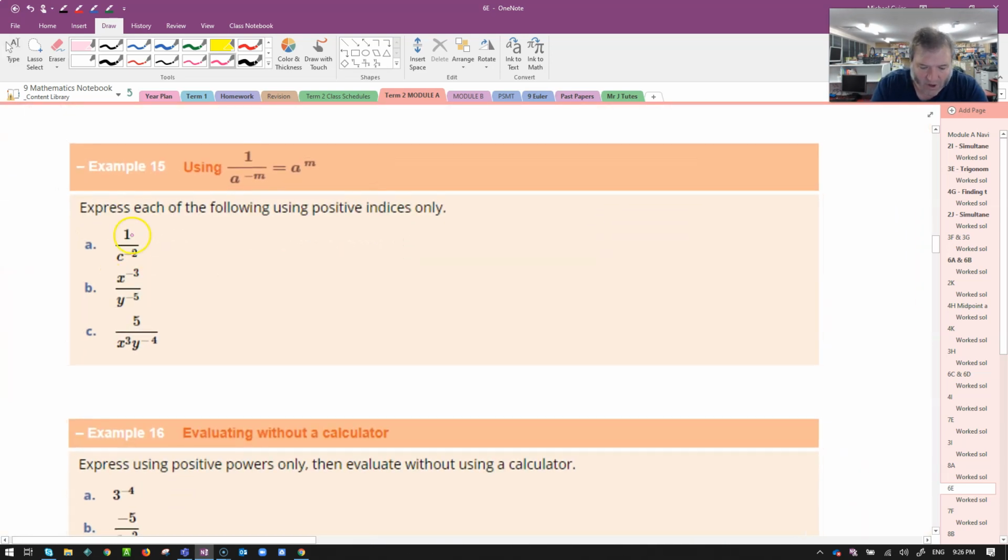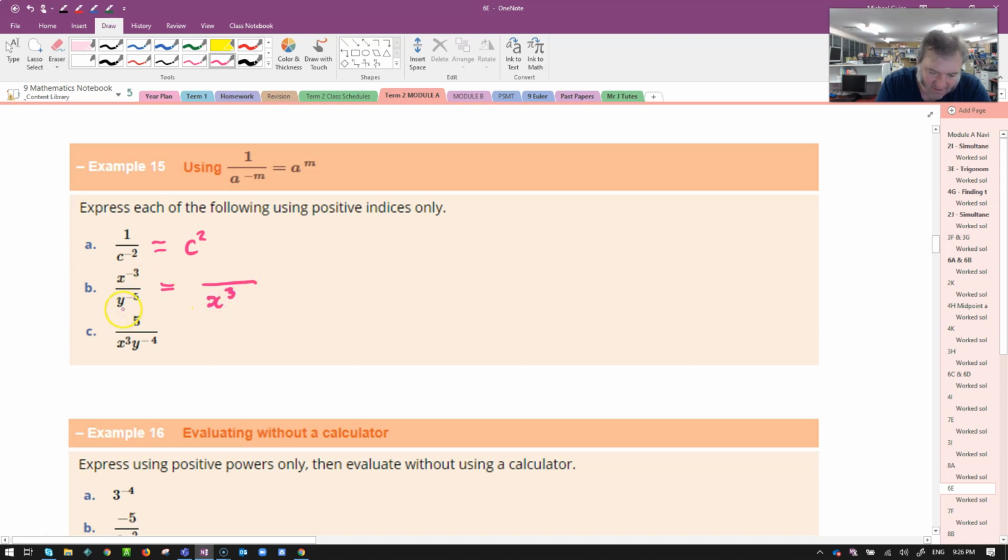Use the rule. If I've got a negative power on the bottom, I can bring it back up to the top. That's just going to be c squared. I don't need to write 1c squared anymore. I don't need to write over 1 because there's nothing else down the bottom there. I'm done. This one here, ooh, the x has a negative power, so it's got to go down to the bottom and become x cubed.